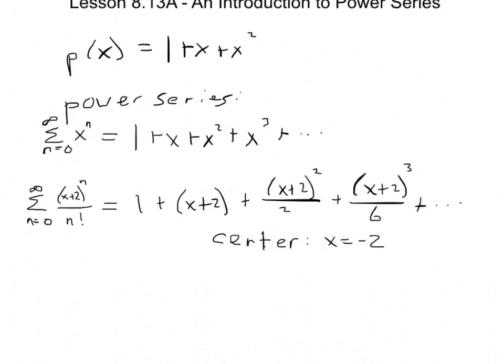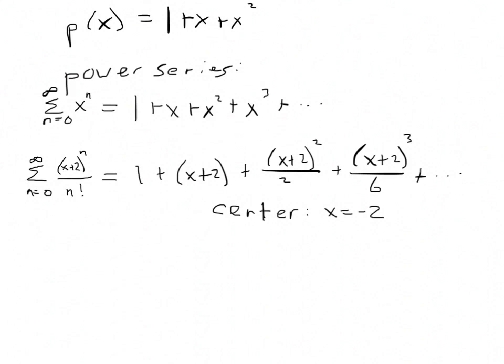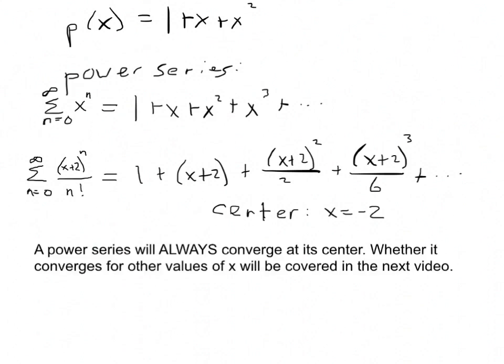The one thing that I can tell you is that a power series will always converge at its center. I'm actually going to write that. So there we go. A power series will always converge at its center. Whether it converges for other values of x or not will be covered in the next video. And I want to point out why that makes sense. Take a look at this one. What's the center of that power series? Keep in mind that the center of the other one was -2.